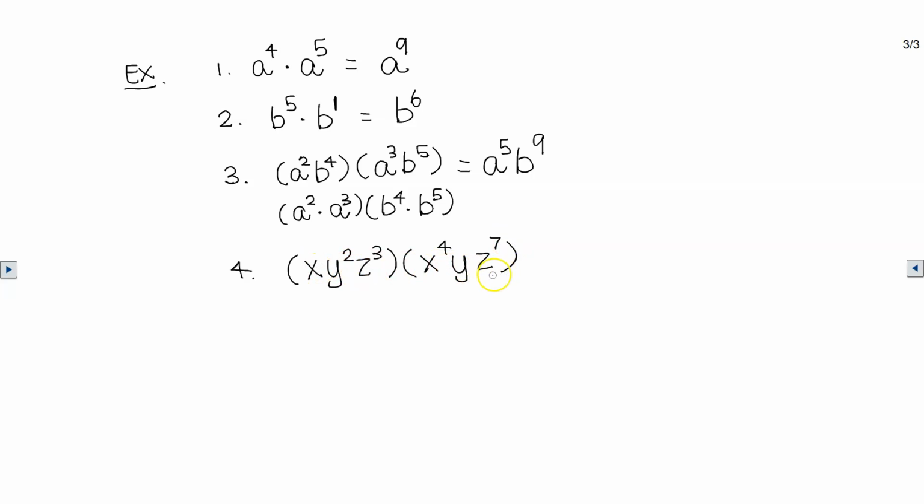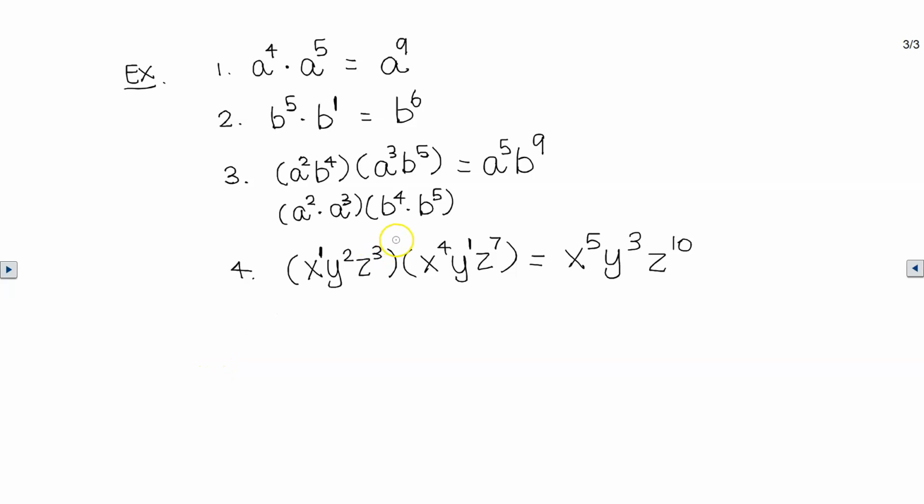This is a multiplication problem that I'm looking at here, so I can use the product rule. But what I'm going to have to do is use that product rule once for the x's, and then once for the y's, and then once for the z's. So I'm doing x to the 1st times x to the 4th, which would be x to the 5th when I add those exponents. I'm doing y to the 2nd times y to the 1st, which would be y to the 3rd when I add the exponents. And then I'm doing z to the 3rd times z to the 7th, which would be z to the 10th when I add those exponents.